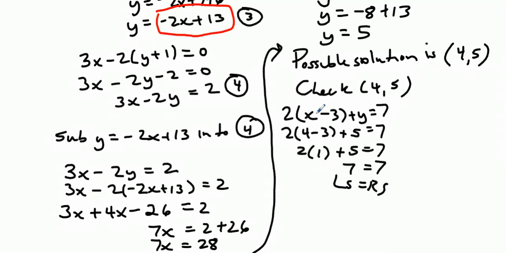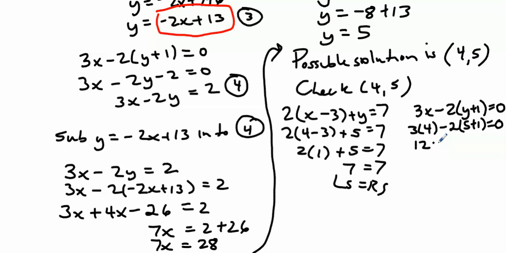So far so good. And then for the next one, what is our equation? We've got 3x minus 2 times y plus 1 equals 0, I believe. And we substitute 4 and 5 in, so 3 times 4 minus 2 times 5 plus 1 should equal 0. Let's see what this all comes out to. So it's 12 minus 2 times 6 equals 0, and 12 minus 12 equals 0, and 0 equals 0, so left side equals right side. Okay, so far so good.